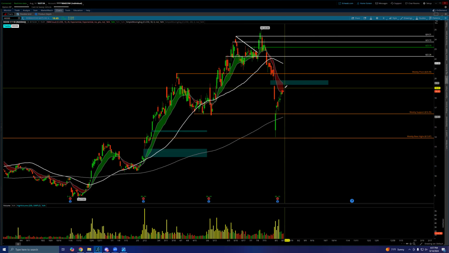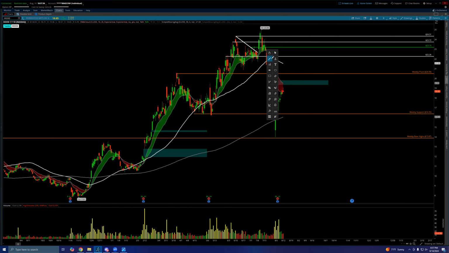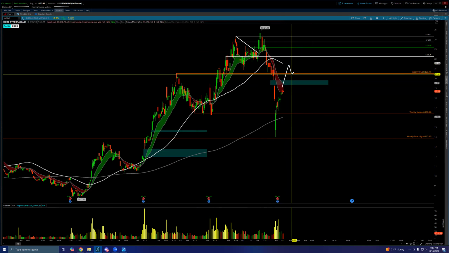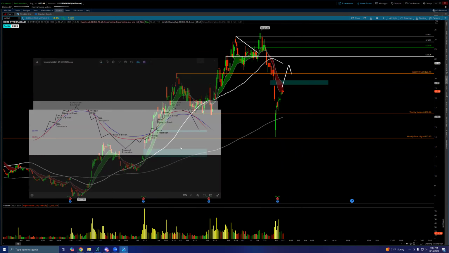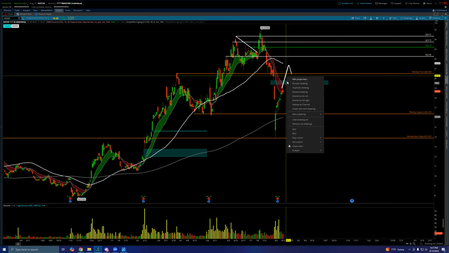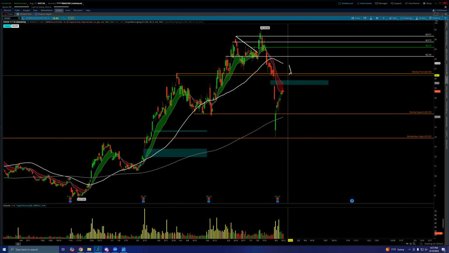If I wanted to get long on Hood, I'd need to see some action kind of like this, where we get above this prior pivot, that 20 buck area, retest a little bit, kind of consolidate back to the moving averages. This is where I'd be looking to get long, which would be right around that EMA crossback phase. But for now, this is not the place I'm looking to get involved with Hood.